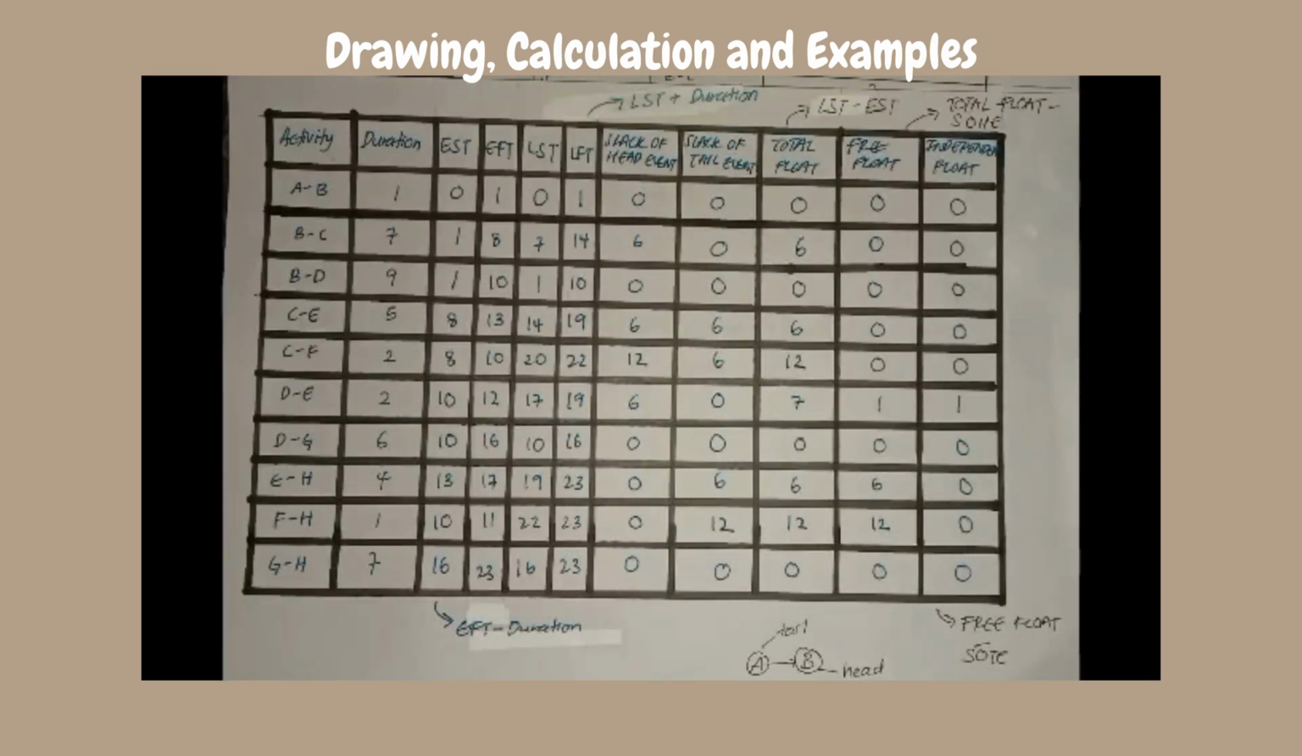So now we're having a look at the third question's answer. The third question asked for the total, free and independent floats, and I've drawn a whole table here, and the table will explain how I found all these values.